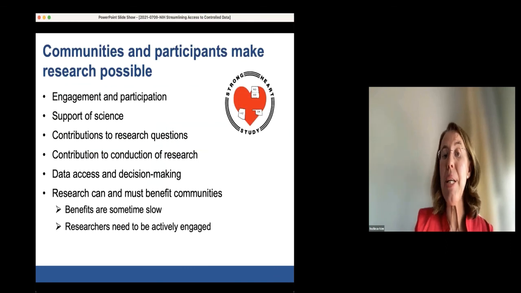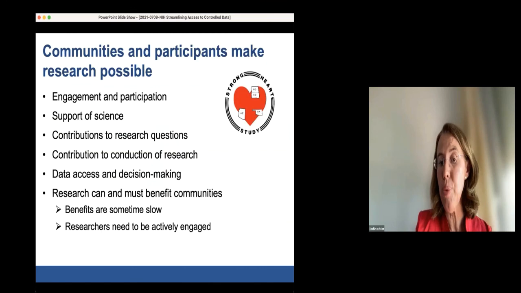So communities and participants make research possible. As scientists, we need to ensure their engagement and participation, their support for science, and acknowledge their contributions to the research questions and to the conduct of research. And we need to respect and acknowledge their decision-making ability regarding data access and data sharing. Only if research benefits communities and there is real trust in how this process is happening will the communities and participants remain engaged.